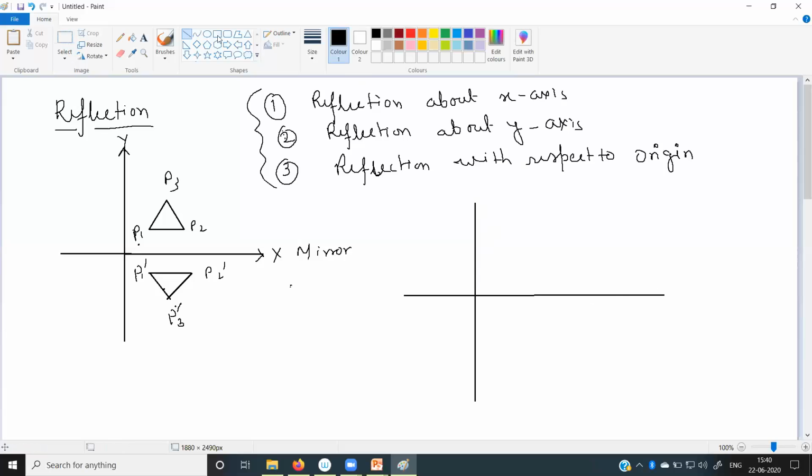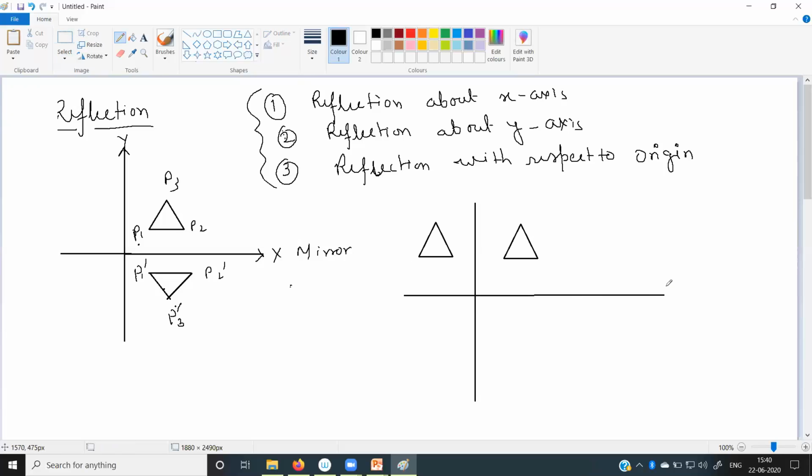Now we want to perform the reflection with respect to the y-axis. So it will be the same as this one. You can copy the same object and paste it also. Let us drag it and put it over here. So here you can see this reflection operation has been performed based on the y-axis.